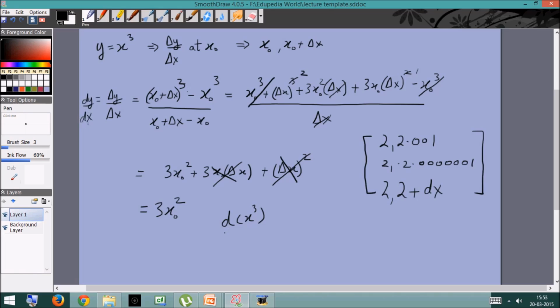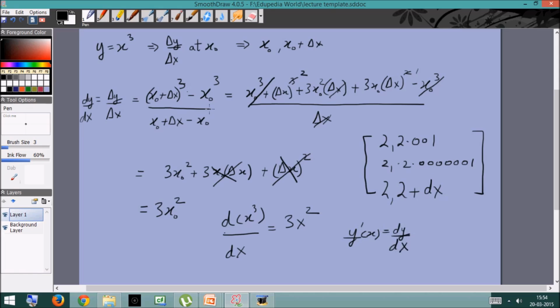Delta y by delta x means we've taken two values which could be reasonably far apart. Dy by dx means we've taken two values which are as close together as we could possibly get them to be without them coinciding with each other. It's not even a real number. Dx is not really a number. It's just smaller than the smallest possible value. Right. So d of x cube by d of x is 3x square. By the way, dy by dx is also written as y dash of x, which is dy by dx, which is what we calculated now.